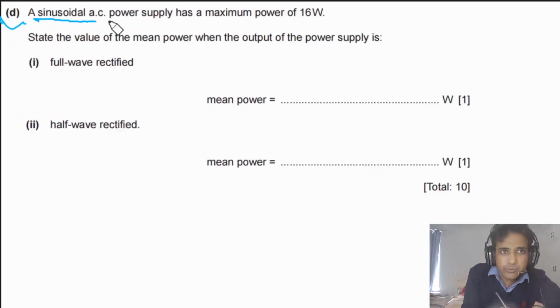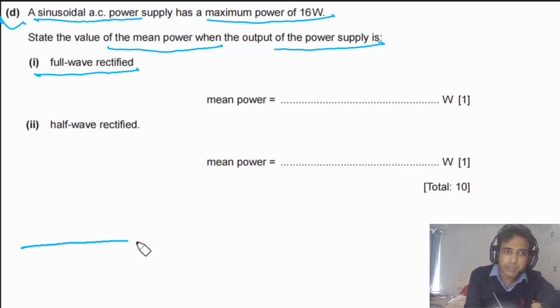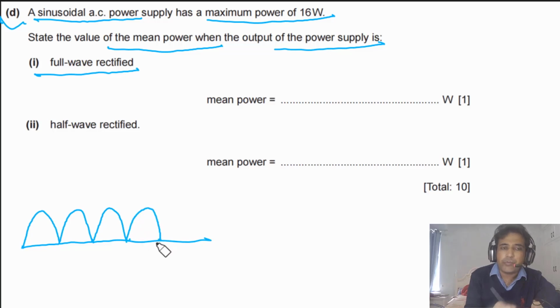Part D says a sinusoidal AC power supply has a maximum power of 16 watts. State the value of the mean power when the output of the power supply is full wave rectified. So we can simply sketch, first of all, the full wave rectified signal. In this case, the maximum power is given to us, equal to 16 watts, so we can draw the line here.